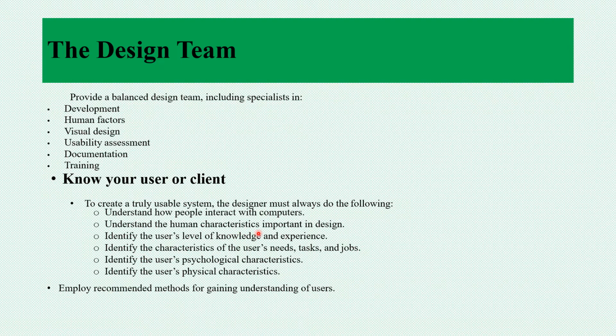Understand the human characteristics important in design, and identify users' level of knowledge and experience. The developer should identify characteristics of users' needs, tasks, and job. He should identify the psychological characteristics and physical characteristics of the user, and then only should he employ recommended methods for gaining understanding of the users.